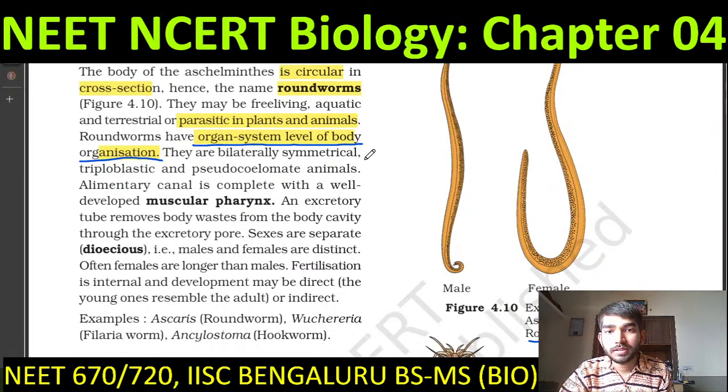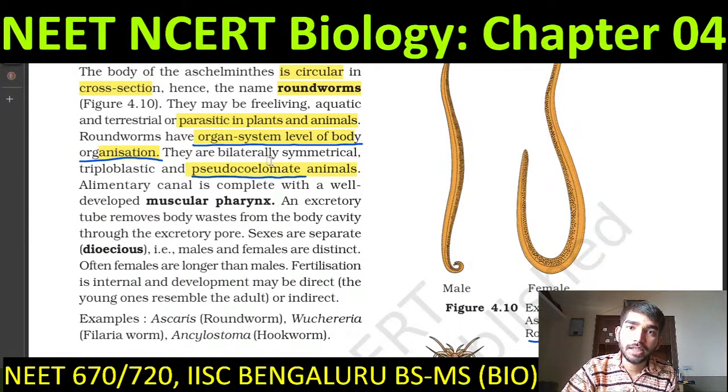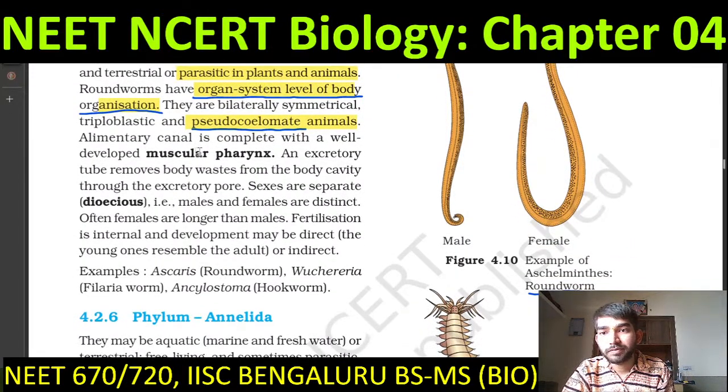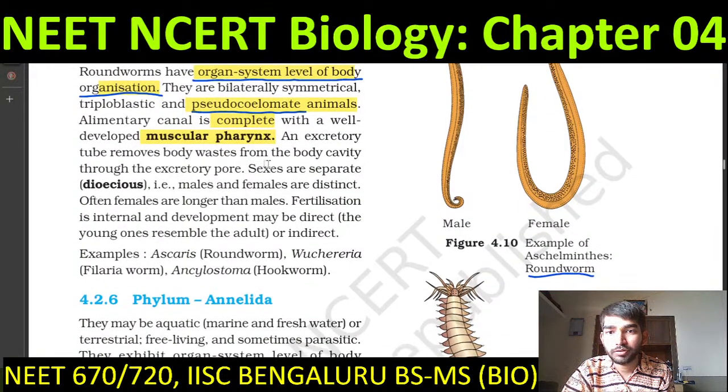They are bilaterally symmetrical, again easy to see. Triploblastic pseudocoelomates. So this is again important. Example of pseudocoelomate, Aschelminthes. Example of acoelomate, Platyhelminthes. Example of coelomate, everything after that. Alimentary canal is complete with a well-developed muscular pharynx. So this is complete, meaning they have a mouth and anus, both are present. Excretory tube removes body waste from the body cavity through the excretory pore.